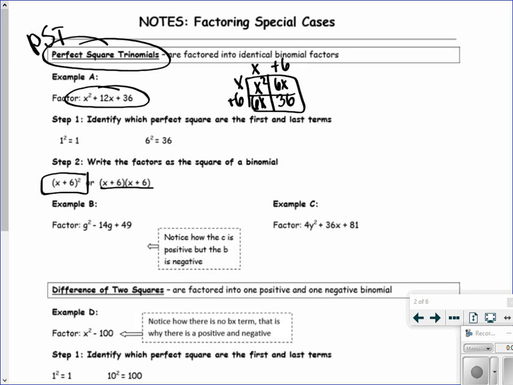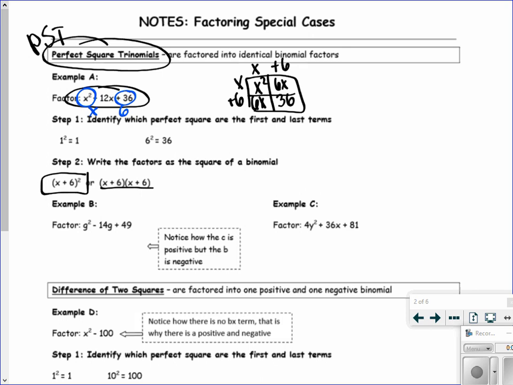The shortcut is, look at the first term. Is that first term a perfect square? What's the square root of it? Look at the last term. Is that a perfect square? What's the square root of it?